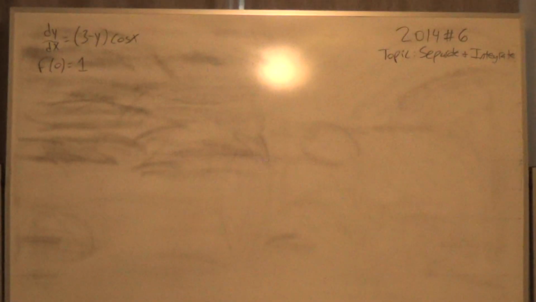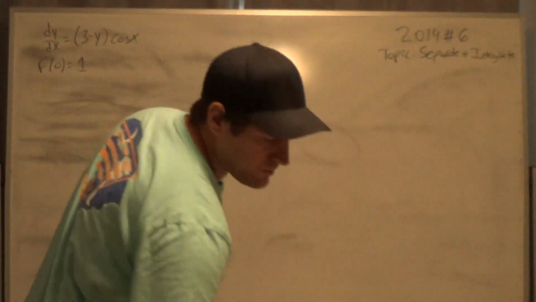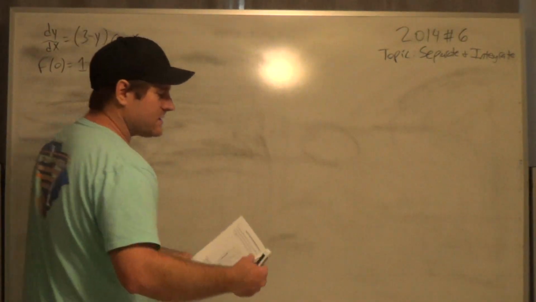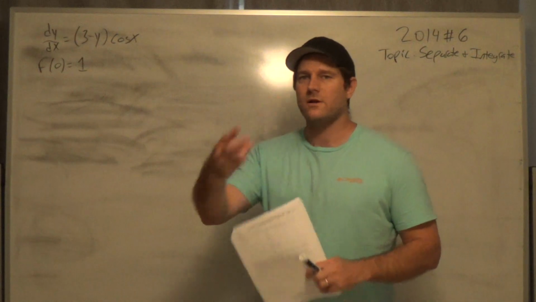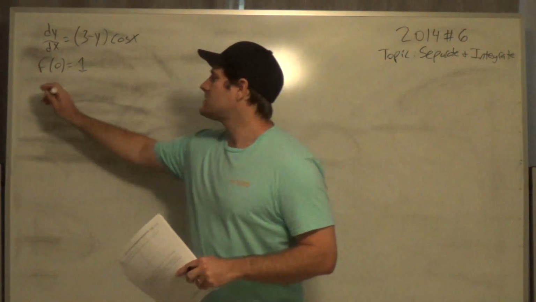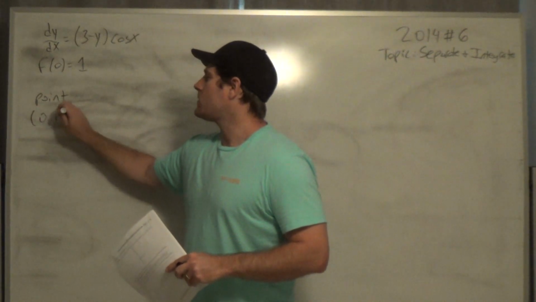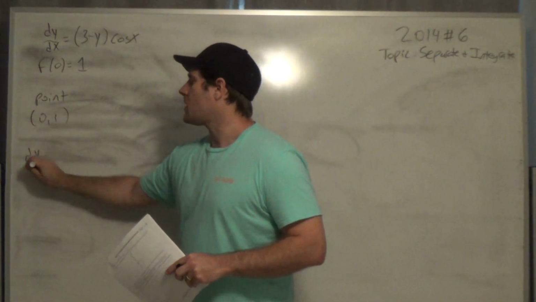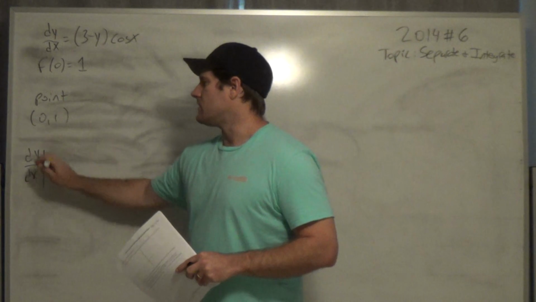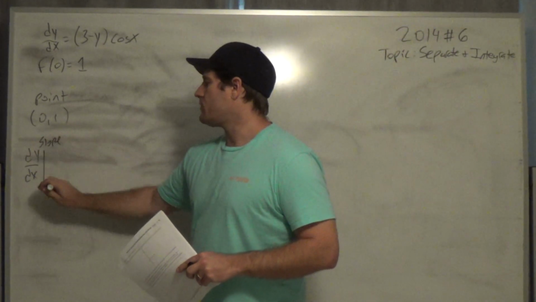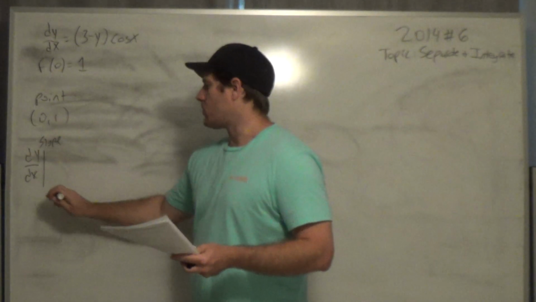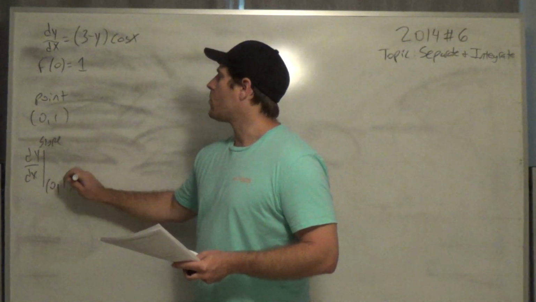for part A. And now let's move to part B. Part B, write the equation of a tangent line. We have seen this a bunch. A tangent line requires two things, a point and a slope. The point is 0, 1. The slope comes from the derivative. So to find the slope, we're going to take the derivative and plug in the ordered pair 0, 1.